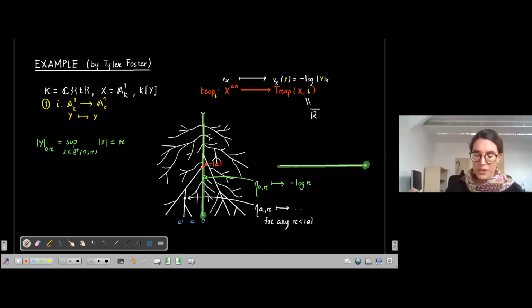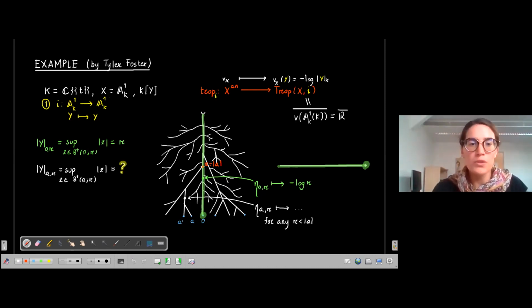So we want to compute now what the value is. Again, what we need to compute is taking y and computing its value with respect to the norm eta_{a,r}. This is a question to revise what we did last time: what will be the value in this case of the norm of y? If you have an idea, feel free to write your answer in the chat, and I hope I will be able to see your answers.